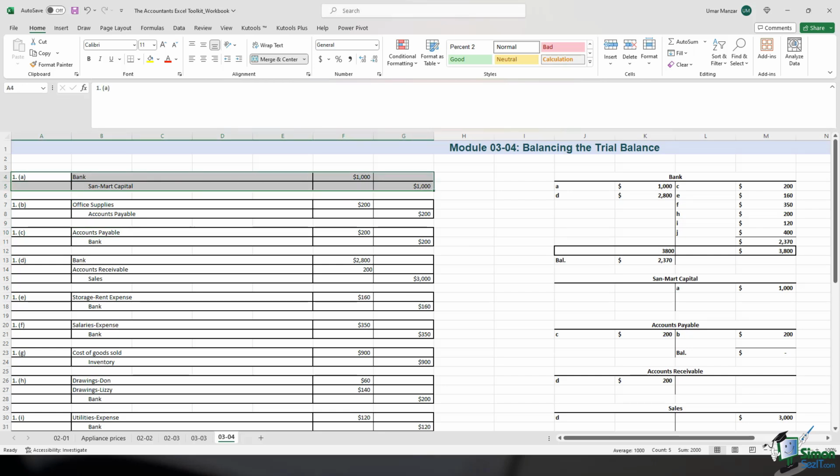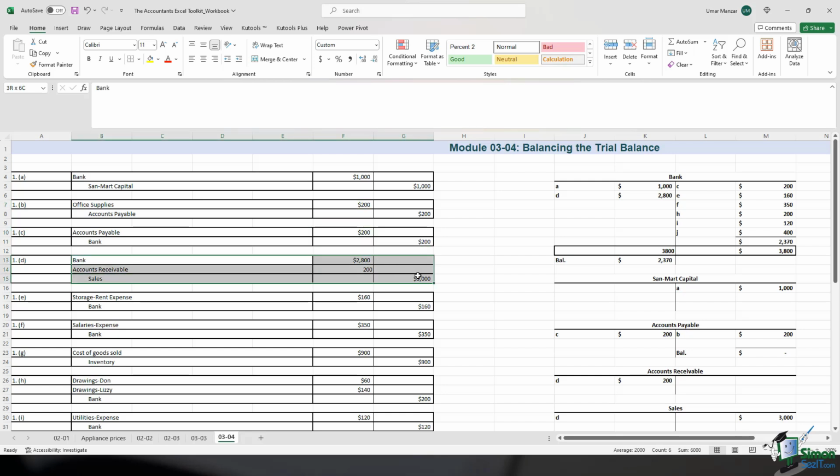First example, SanMart initiates the financial dance with a deposit of $1,000 into the bank. Simultaneously, an investment of $200 in office supplies enriches the assets. A twist in the tale as office supplies extends credit to SanMart Capital, adding $200 to the payable balance. A transaction unfolds where the accounts payable pays off its debt to the bank, reducing both sides by $200 each.